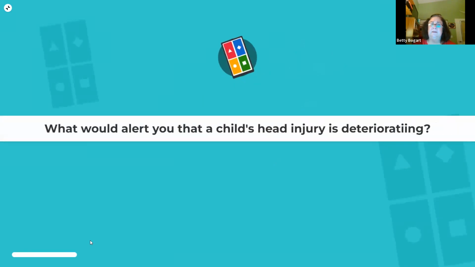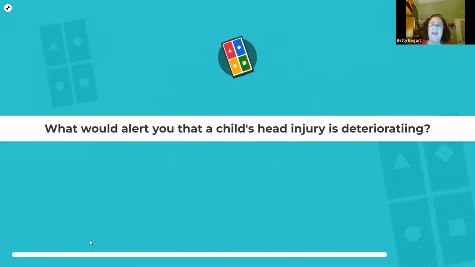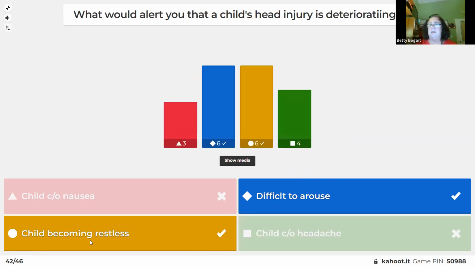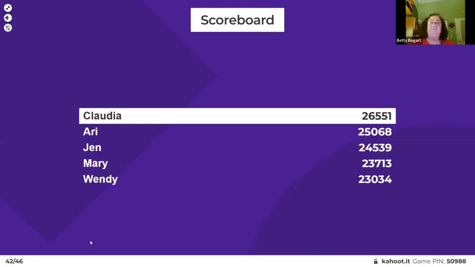A multi-select. What would alert you that a child's head injury is deteriorating? Some of these symptoms are what they start with, their initial complaints. But when you see things deteriorating, this is what you start to see: restlessness, agitation, and then difficult to arouse or obtundation until it gets to that point. Nausea and headache, they have. That's a head injury. That's what children feel. Deteriorating are the other.